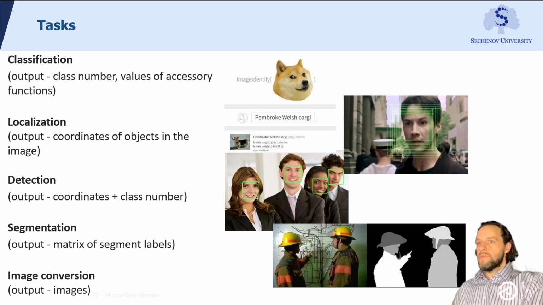What tasks could be done with machine learning? It is classification, when we need to divide one object from another. Localization, when we need to find an object in an image, for example, or in a dataset. It is detection when the result is coordinates or some data. Segmentation, when we need to cut out some part of an image, and image conversion.